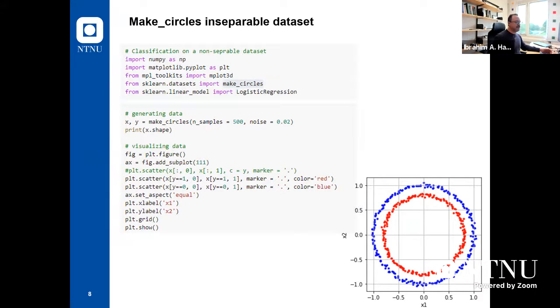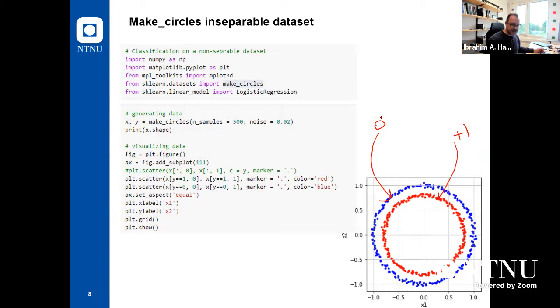So in this example here, we used make circles before. It's a linearly inseparable data set as well. And the idea here is to try to find a model for this very complex problem, in fact. It's a very complex data set. We have these red dots, the red dots are +1, right? And the blue ones are 0. So it's also a binary classification problem.